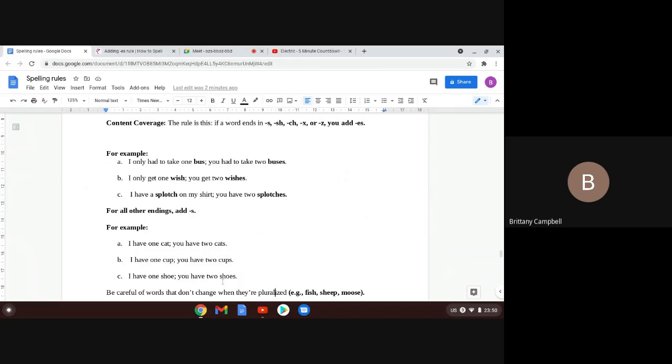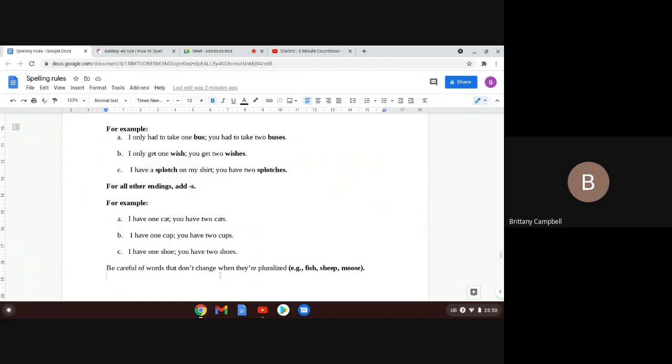Now, you have to be careful of the words that don't change when they're pluralized. For example, fish in the plural form still remains fish. Sheep in the plural form still remains sheep. Moose still remains the same as moose. Oh, mouse. All right, so you have to keep the ending there.